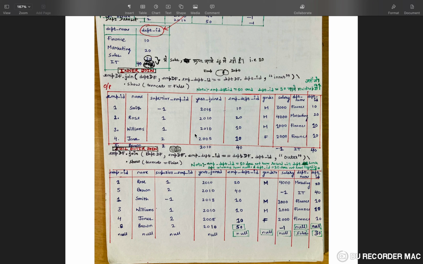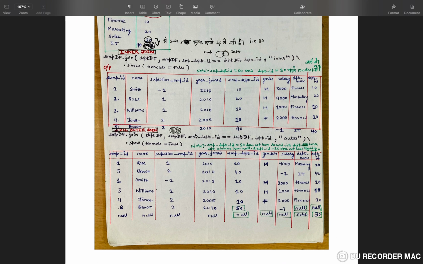So let us come to another join, that is full outer join. The syntax will remain the same, the condition of joining will remain the same, but this time we are going to write outer join. Outer join means the union of both data frames. Full outer join returns all rows from both data frames, and where the join expression doesn't match, it returns null on the respective record columns.